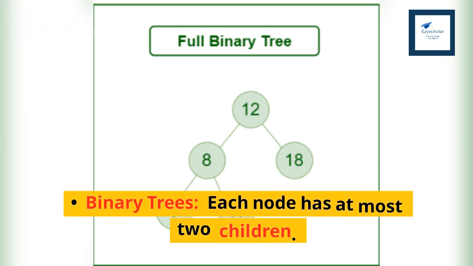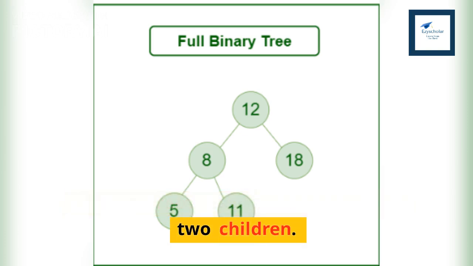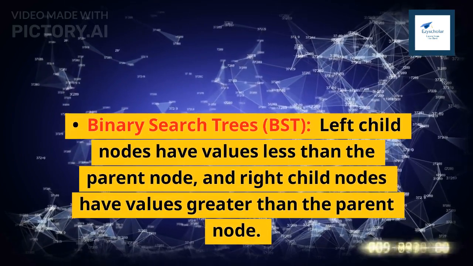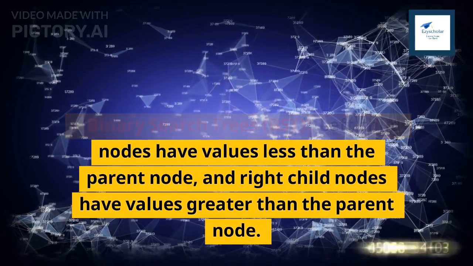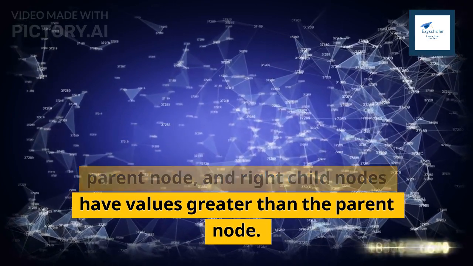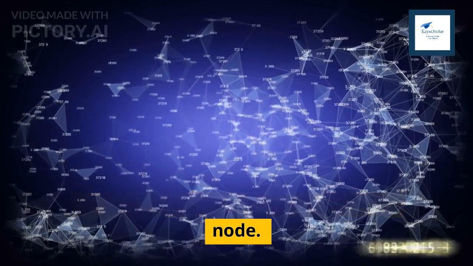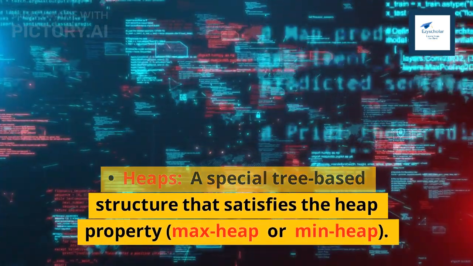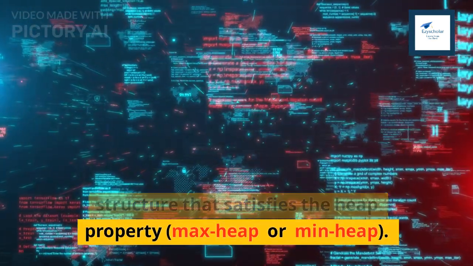Trees. Binary trees: each node has at most 2 children. Binary search trees, BST: left child nodes have values less than the parent node, and right child nodes have values greater than the parent node. Heaps, a special tree-based structure that satisfies the heap property, max heap or min heap.